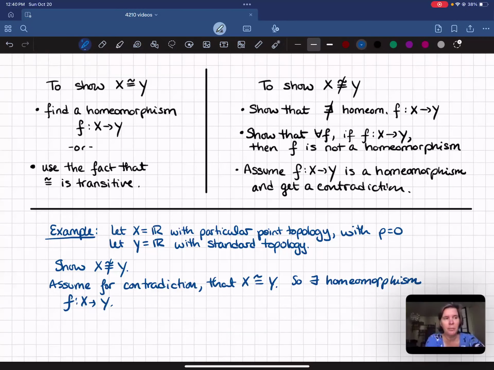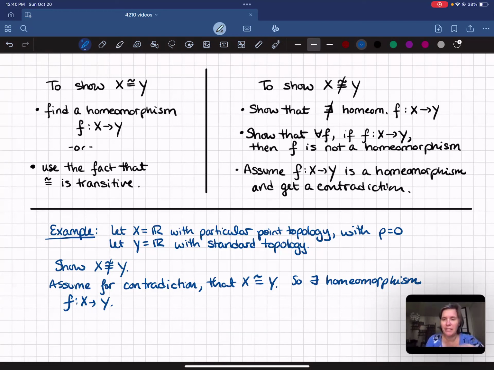In the particular point topology, the basic open sets are sets that contain the point 0. Okay, so the set of all even integers would be open because 0 is in it. The set of all positive numbers would not be open because 0 is not in it. And so with that topology, the definition of open is very different than the reals with the standard topology.